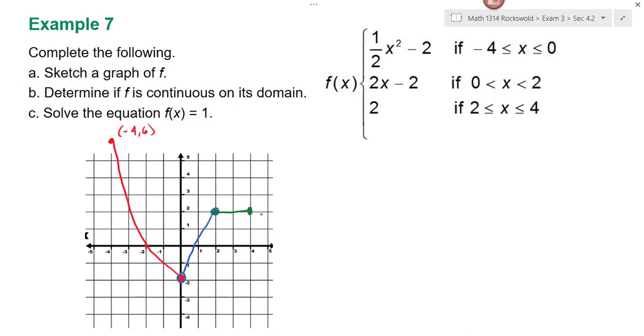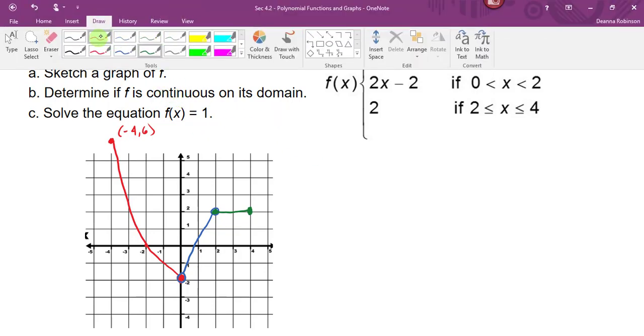Part B asked me to determine if this function is continuous on its domain. Continuous just means that I can sketch it from one end to the other without lifting up my pencil. There's no point of discontinuity. Even though I have open circles here, it matches up at the endpoints where I did have closed circles. Do y'all see that? So for part B, this graph we would say is continuous.